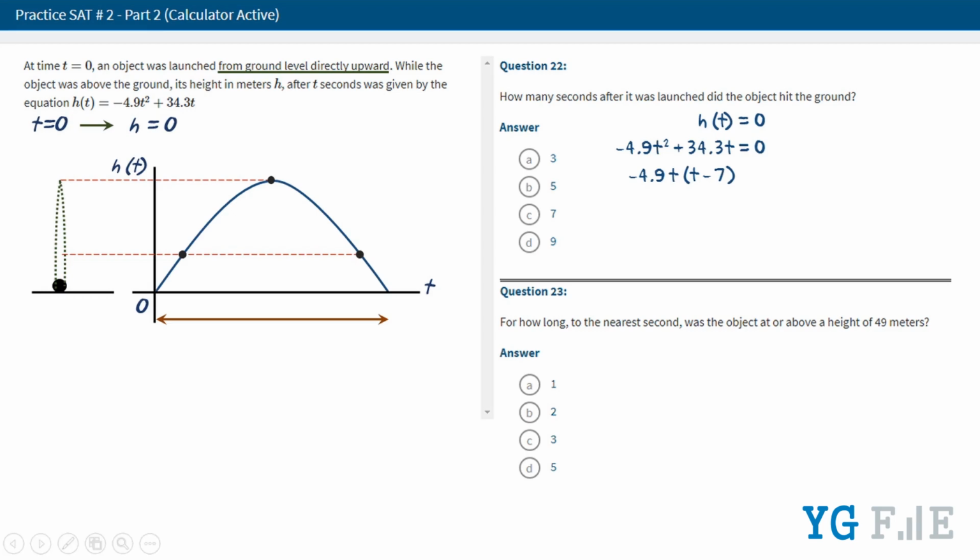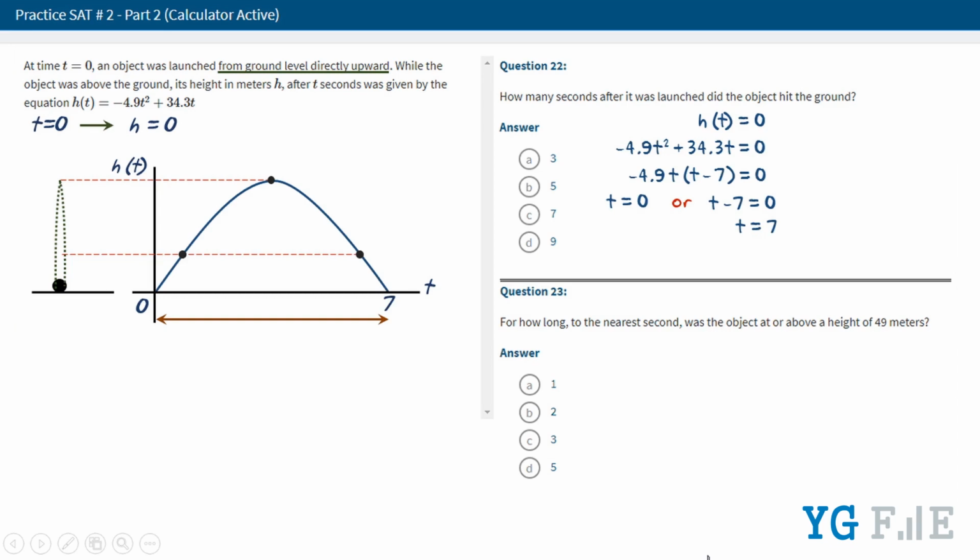And the product of these two expressions is of course 0. And since the product is 0, it means that t equals 0 or t minus 7 is 0. From the second equation, we get t is 7. So the first value, t equals 0, is the first point before it was launched, and t equals 7 is the second point.